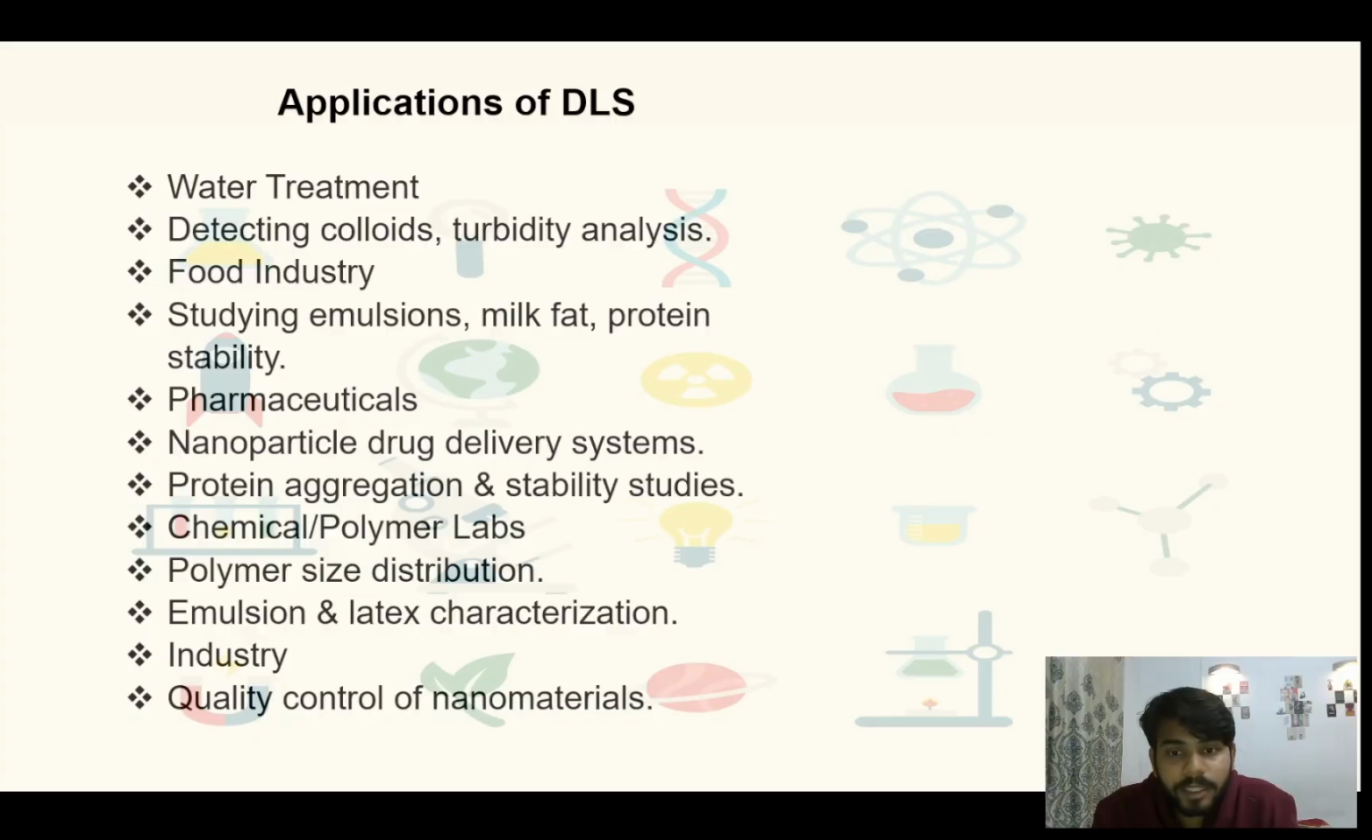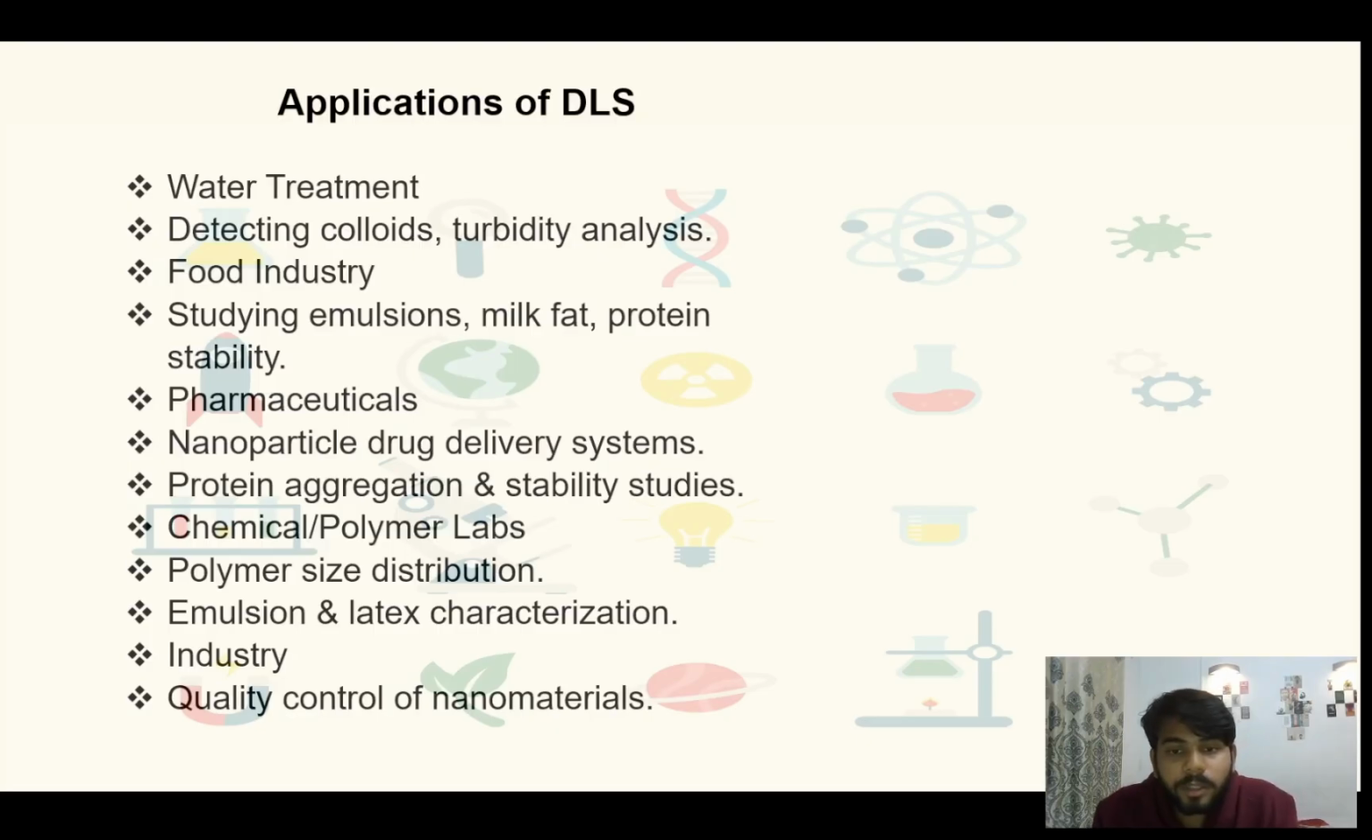because particle size affects how the drug is absorbed, how long it will stay in the body, how it travels through blood, how stable the formulation is, and whether the drug will work effectively or not. DLS helps in measuring average particle size, aggregation of protein, stability of nanoparticle drugs, and batch to batch tests, like are the medicines consistent or not.